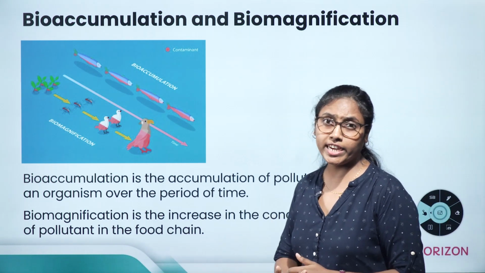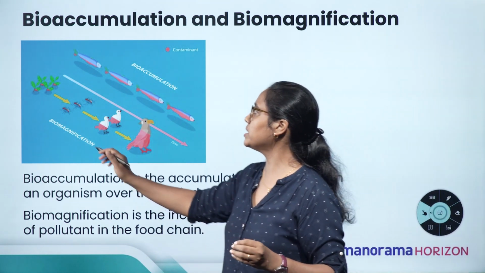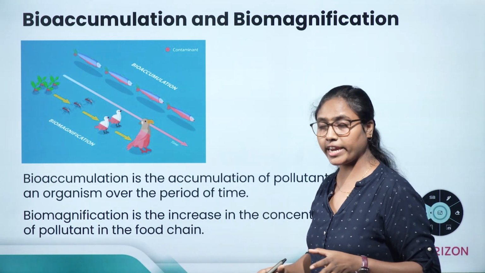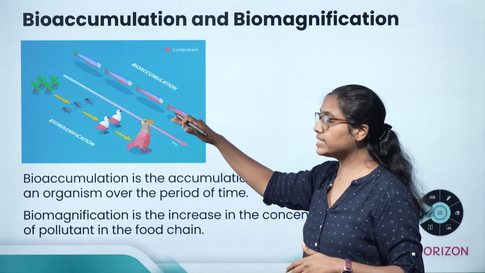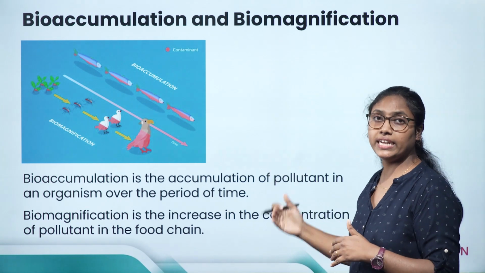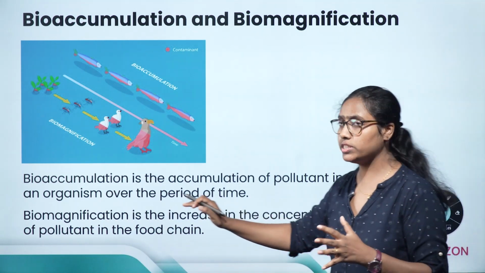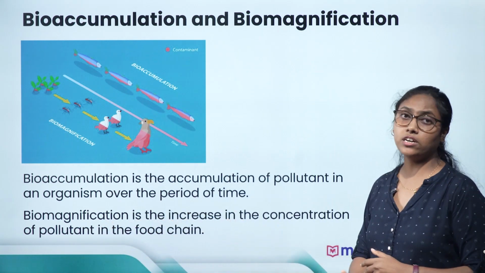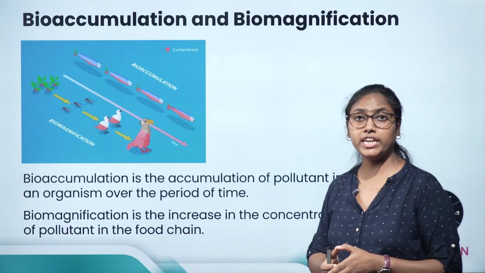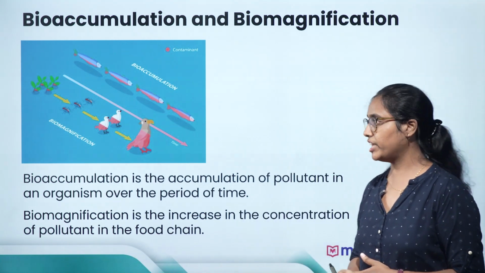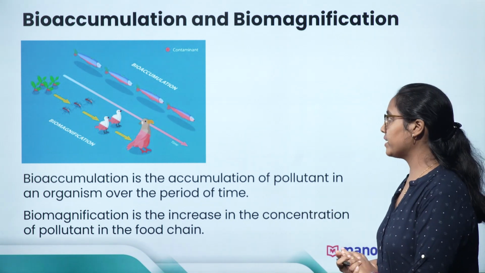Now, biomagnification, you can see here, it is the food chain, okay. From one organism the pollutants are going to the other organism and then to the third level, fourth level. So the pollutant is getting magnified in each level. So biomagnification is the increase in the concentration of pollutant in the food chain, okay. So that is the difference between bioaccumulation and biomagnification. I hope it is clear.